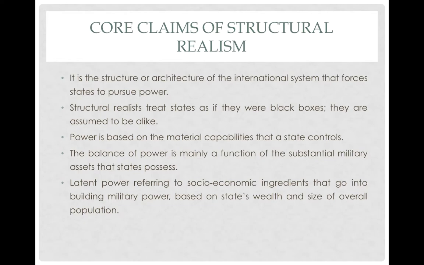Power is based on the material capabilities that a state controls. The balance of power is mainly a function of the substantial military assets that states possess, such as armored divisions and nuclear weapons. Finally, a second kind of power is latent power, referring to socio-economic ingredients that go into building military power, based on states' wealth and size of overall population.